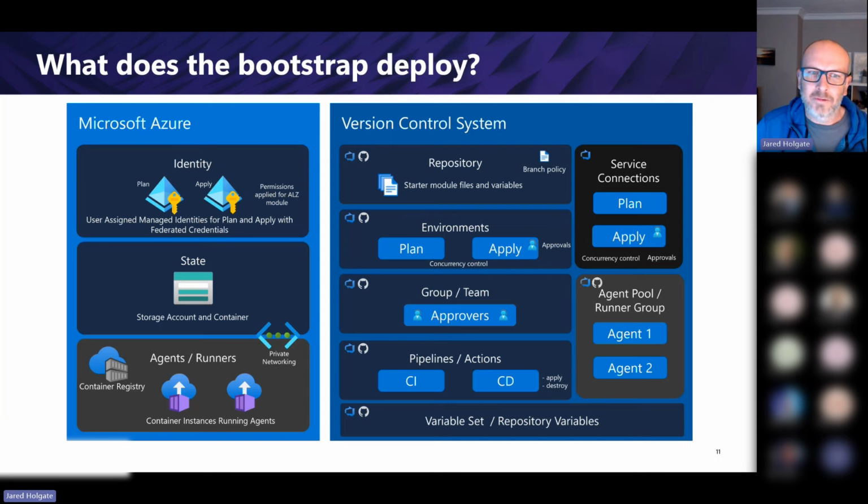So at a high level, what does the bootstrap deploy? There's two parts to what the bootstrap deploys. There's some things that go into Microsoft Azure and some things that go into your version control system. At the moment, we support Azure DevOps or GitHub for the version control system, but we also provide a third option, which is the local file system.